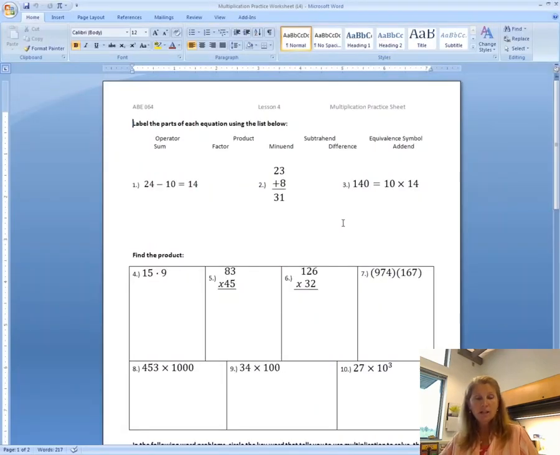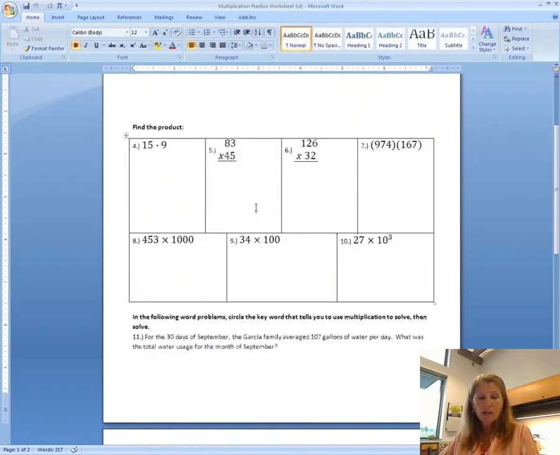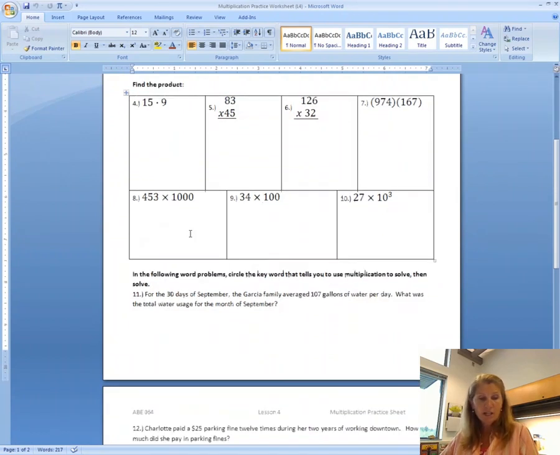You can see that in the multiplication practice sheet I ask you to label a subtraction problem, an addition problem, and a multiplication problem, which we just did in this video. I'm going to ask you to multiply things that are in this format with the dot, in this format with the X, in this format with parentheses or grouping symbols, and then I'm going to ask you to do 3 of these problems where you're multiplying by a power of 10.